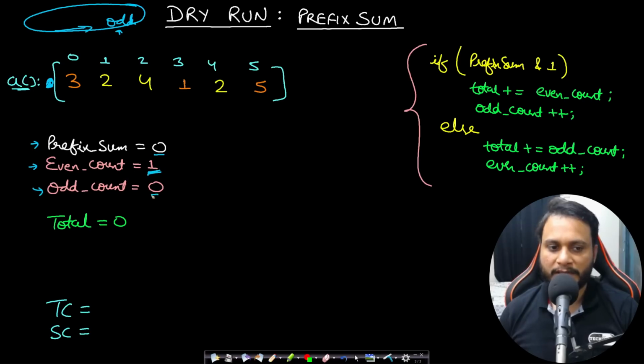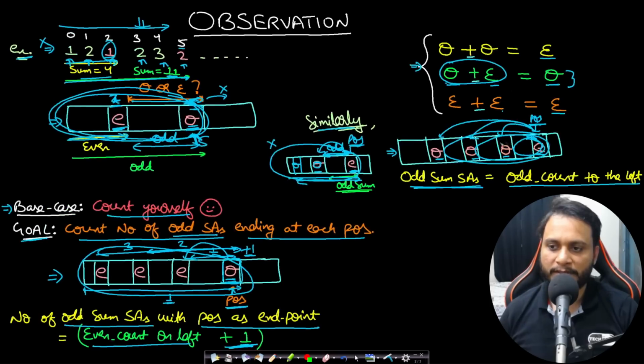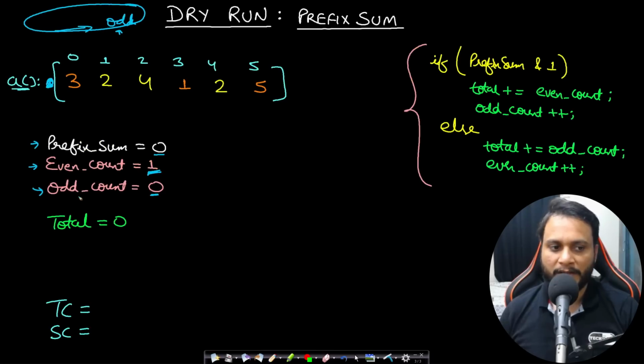The odd count will start with 0, because as I told you, if you are seeing an even sum at a certain point, then it will just depend on the number of odd sums on the left hand side. The entire subarray will not be an odd sum, right? Because this is an even sum. That is why it cannot be odd. So I think this assignment is clear. The total value will be counting the total subarrays with odd sum.